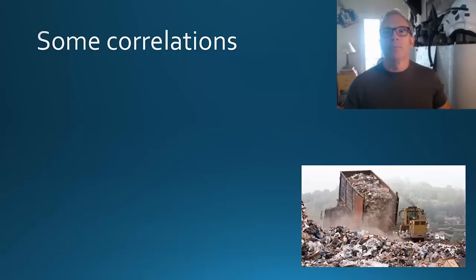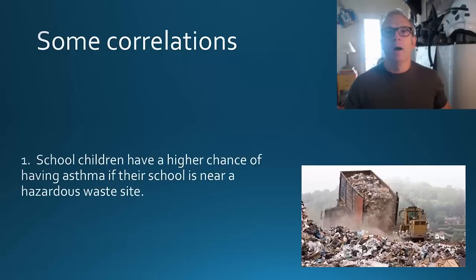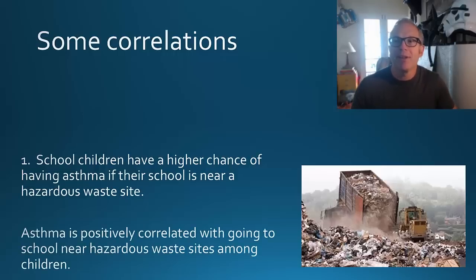Okay, so some more correlations to consider. School children have a higher chance of having asthma if their school is near a hazardous waste site. Now, here's the claim put into standard form for a correlation. Asthma is positively correlated with going to school near hazardous waste sites among children. All right, so that's rearranged and inverted and put into that standard form where property A is positively correlated with property B among P. So I've arranged it and put it in this format.